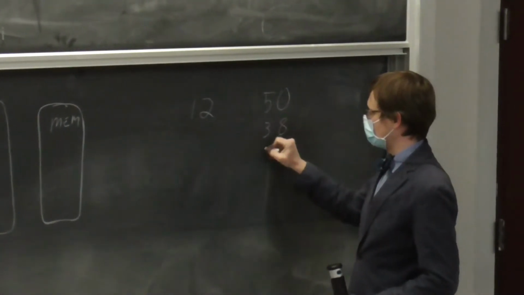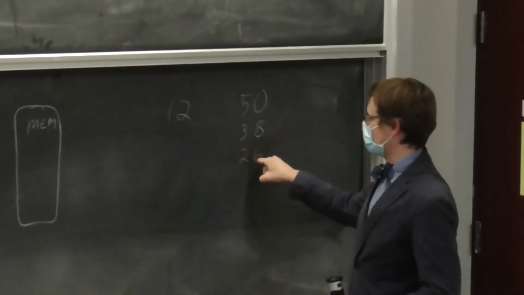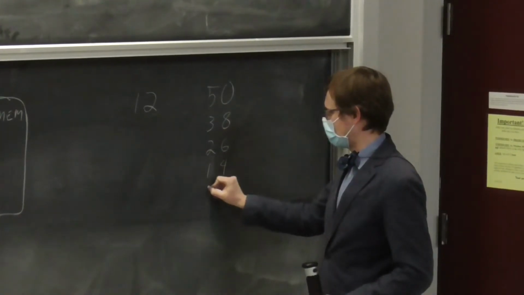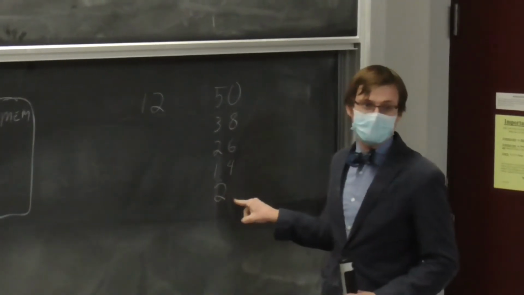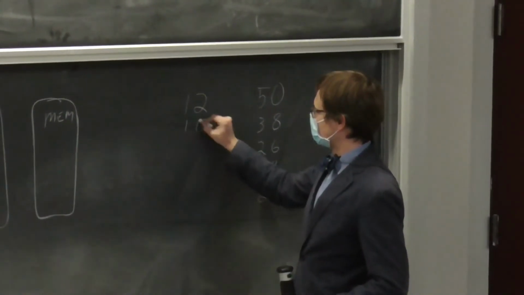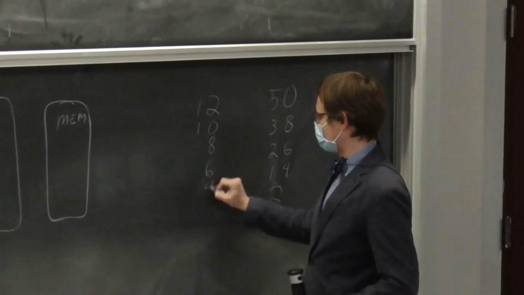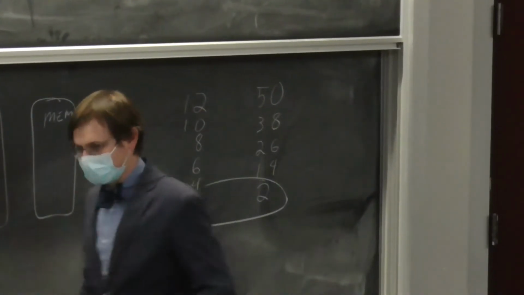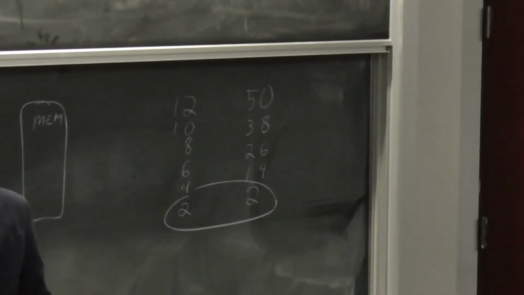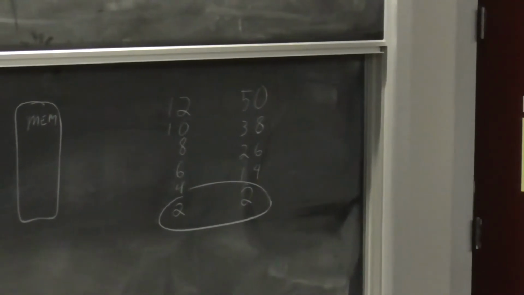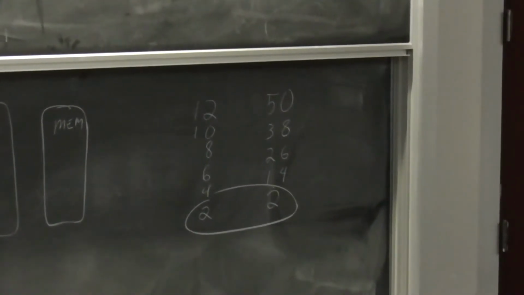Subtract 12 from 38, you get 26. Subtract 12 from 26, you get 14. Subtract 12 from 14, you get 2. Is that the greatest common divisor? Yep, because then it's just like 10, 8, 6, 4, 2. That's a match, right? So not necessarily the most efficient algorithm for calculating greatest common divisor, but it does work, right? So, good.